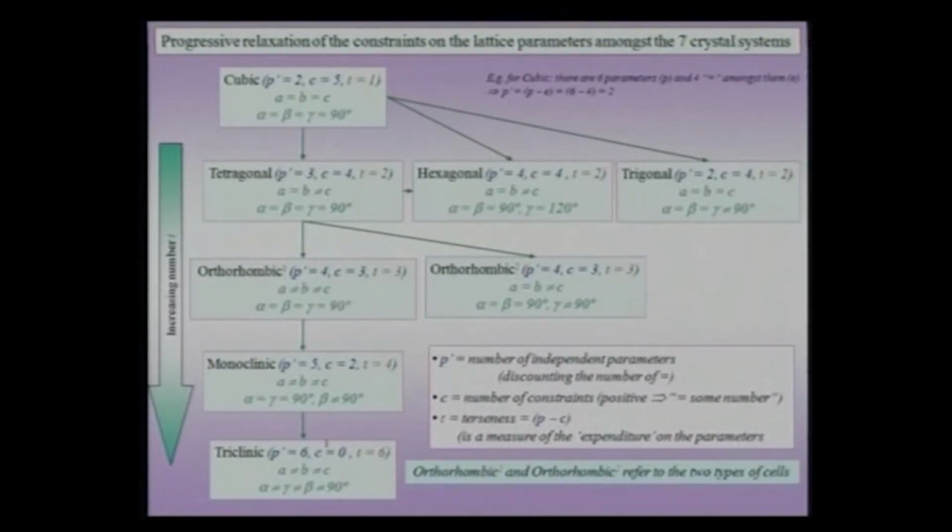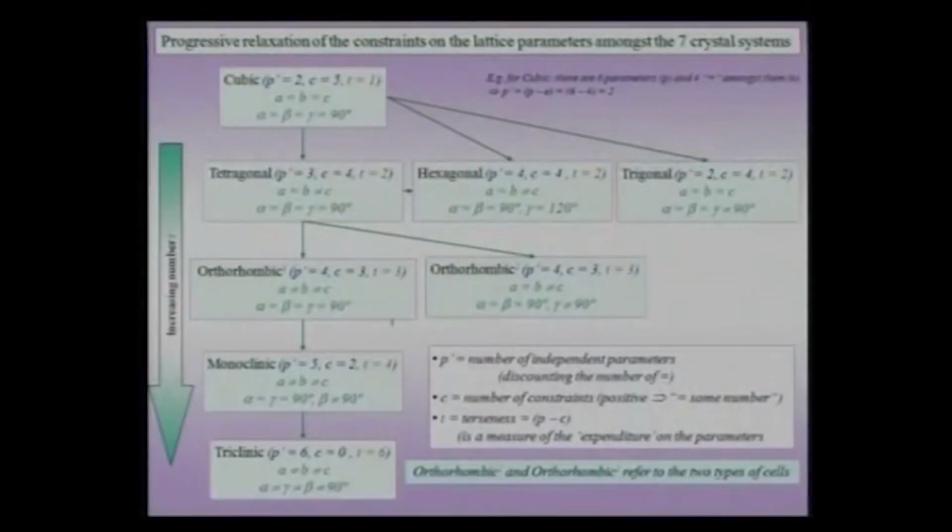tree, you will find that the terseness value goes up, which means we are spending more on lattice parameters. This is in some sense a reflection of the fact that we are now considering unit cells of lower symmetry, and this is not the symmetry of the crystal but of the unit cell, and therefore we have to spend more on the lattice parameters, and the terseness value goes up down the chain. So this is just a way of writing down the 7 crystal systems and the preferred unit cells.